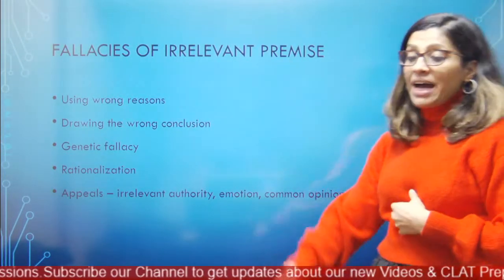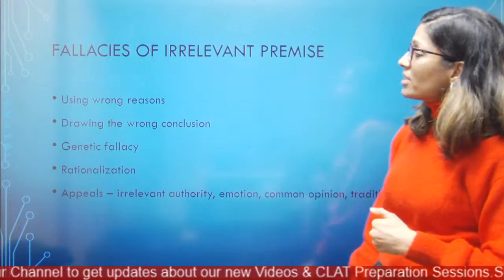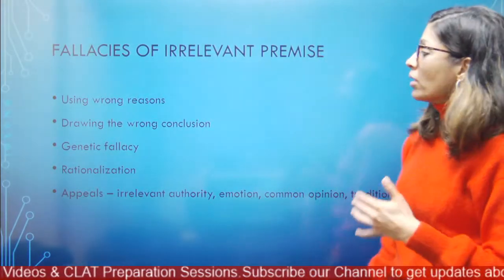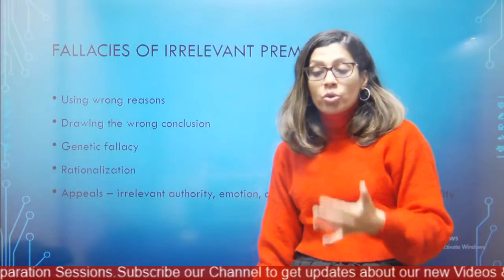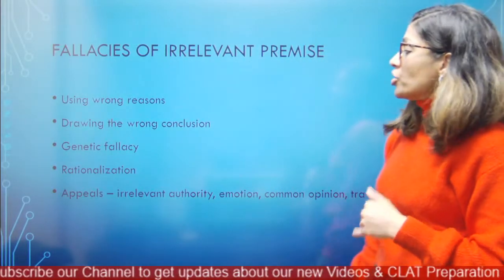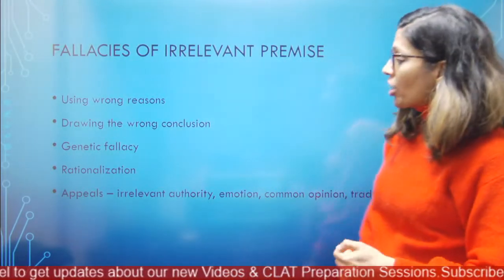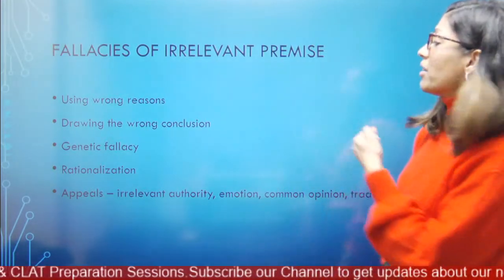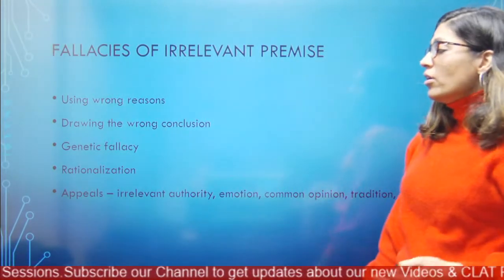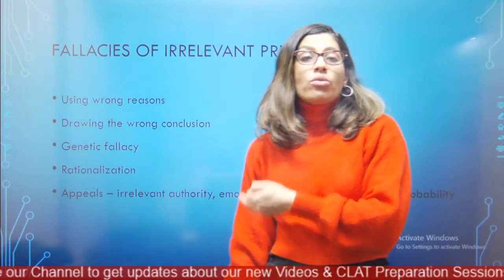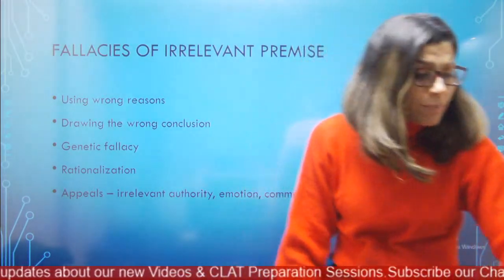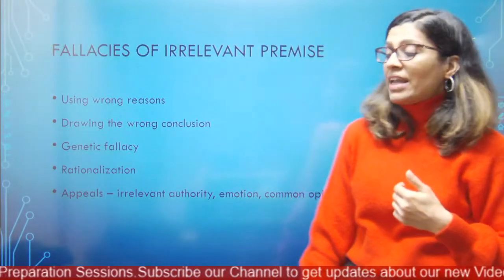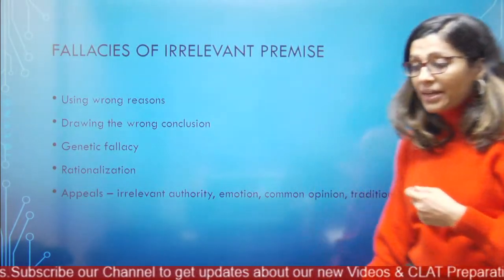Then we also have fallacies of irrelevant premises, which I have just shown you. Using wrong reasons, drawing the incorrect conclusion, genetic fallacy, rationalization, and all the different types of appeals. We did the appeals, right? And also rationalization. I'm not sure if we did that, but we will come up and do some of those fallacies, right?